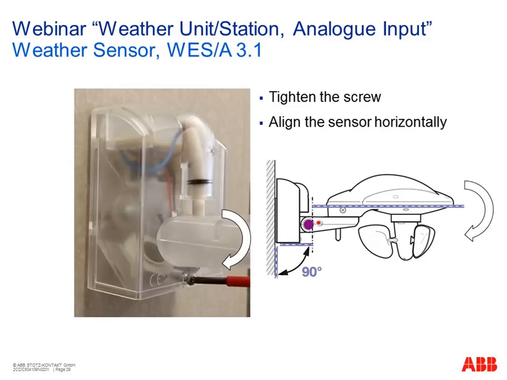Then you should align, of course, the sensor horizontally, so it's measuring correctly. And it's turnable here. As you can see, this point allows you to move the sensor up and down a bit to adjust it.